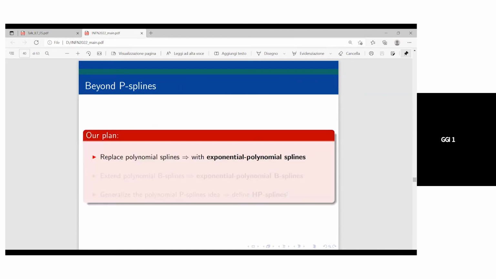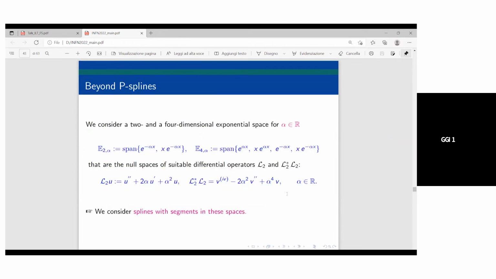The idea is to replace polynomial splines with exponential polynomial splines, and then, of course, to construct an optimal basis, which is made of exponential polynomial B-splines, and then generalize the idea of P-splines. And this is what we have done. This is a recent work I've done.